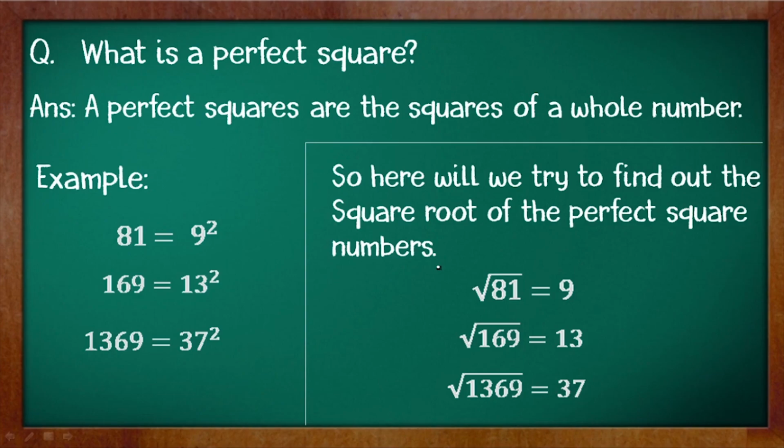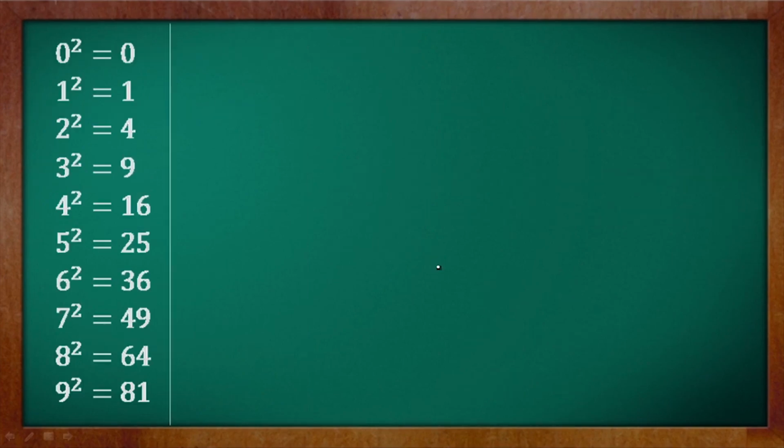Okay, let's see the trick now. In this trick, you must remember the squares of single digit numbers. So you must know what 0 square is. It is equal to 0. 1 square is equal to 1. 2 square is equal to 4. 3 square is equal to 9. 4 square is equal to 16. 5 square is equal to 25. 6 square is equal to 36. 7 square is equal to 49. 8 square is equal to 64. And 9 square is equal to 81. This is very important, and you must know these squares of single digit numbers.